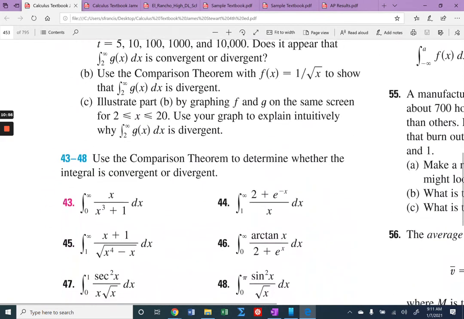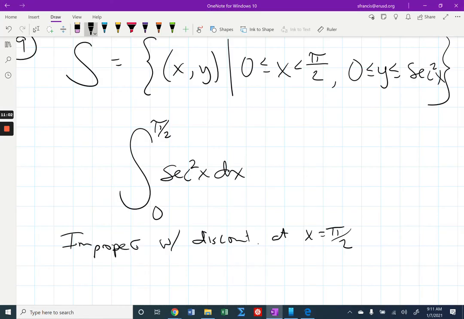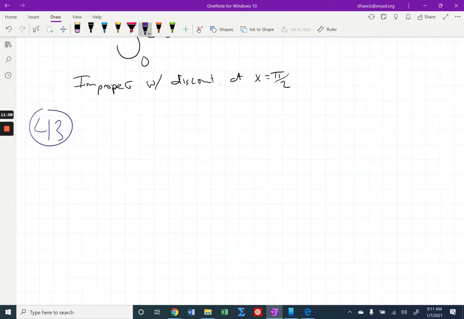It says to use the comparison theorem to determine whether the integral is convergent or divergent. So the comparison theorem, remember, is going to require us to build a relationship to compare this improper integral to. We're not going to use the definition, because you're not going to be able to find an antiderivative of this, probably. But they want us to anyways.